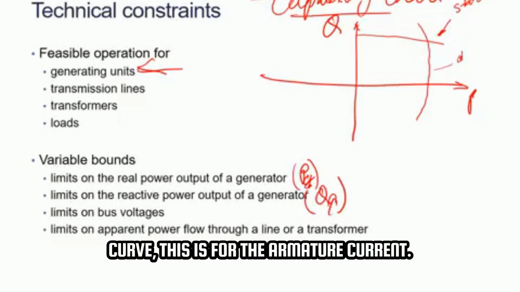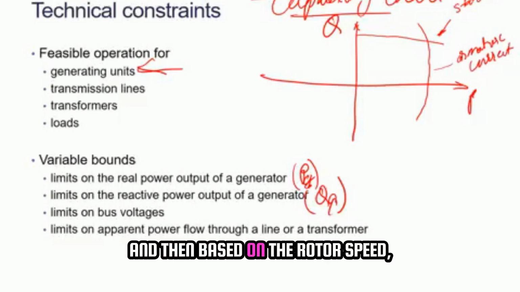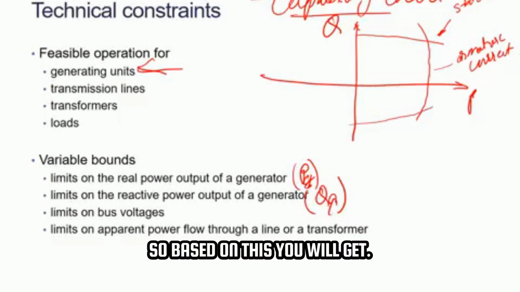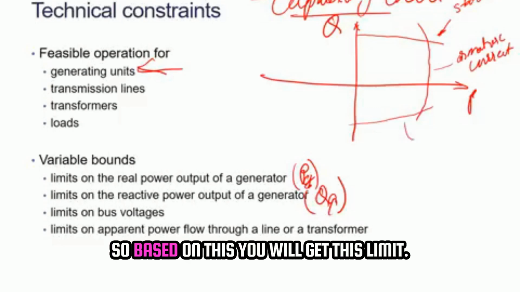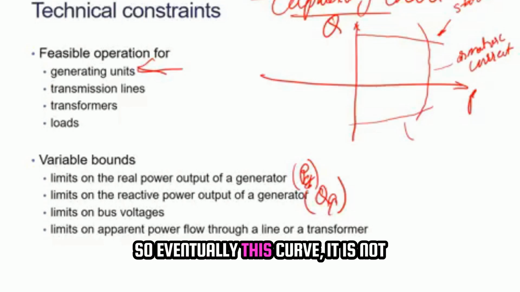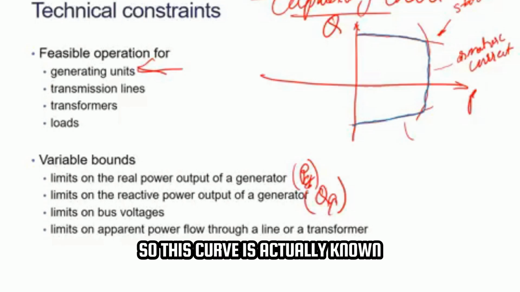This is for the armature current, and then based on the rotor speed there is some limitation, so based on this you will get a limit, and the field excitation is also there, so based on this you will get another limit. Eventually, let me quickly change the color, this curve is not jerky, it's actually a very smooth curve. What I have drawn in blue is the capability chart or capability curve of a generator.